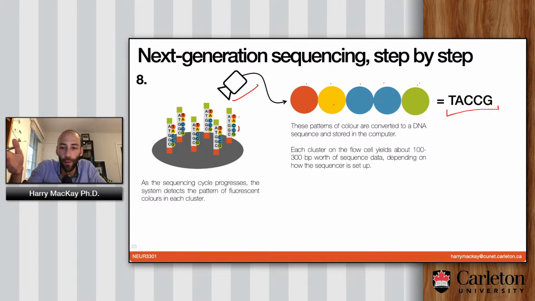So that's how you tell the sequence from adding these fluorescently labeled reversible terminator probes one at a time. You can tell one at a time what the sequence of the DNA is in every cluster. Now, remember, there's billions of these clusters on a flow cell, and every cluster yields about 100 to 300 base pairs worth of sequencing data, depending on the exact way you run the reaction. So you can get billions of clusters times, let's say, 300 base pairs. That gives you a very large chunk of the genome all at once.